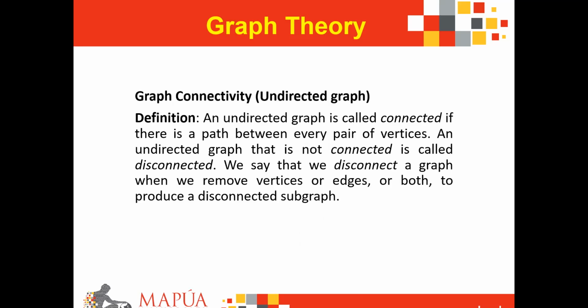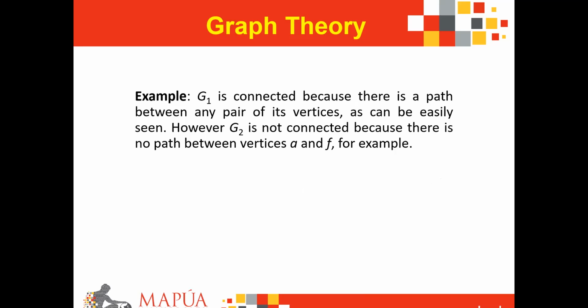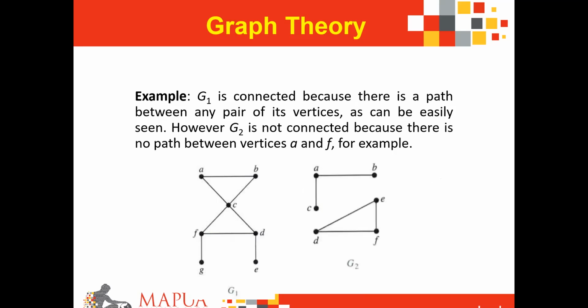Graph connectivity. By definition, an undirected graph is connected if there is a path between every pair of vertices, and an undirected graph that is not connected is called disconnected. We say that we disconnect a graph when we remove vertices or edges or both to produce a disconnected subgraph. This is one such example. G1 is basically a connected graph because there is a path between any pair of its vertices, as can be easily seen. However, G2 is not connected because there is no path between vertices A and F.